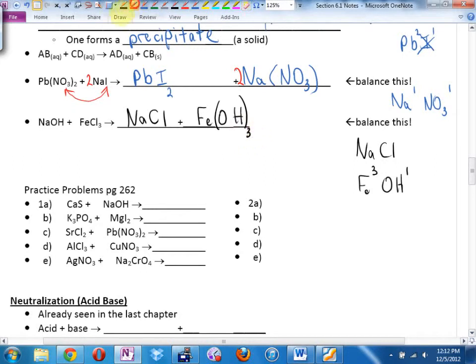Let's put a 3 right there, because that gives us 3 OHs. But how many NAs does that give us over here now? 3. How many NAs? 1. Let's fix that. How? How many CLs now? 3. How many CLs on this side? Which one haven't we double checked yet? Fe, which is iron. How many FEs?